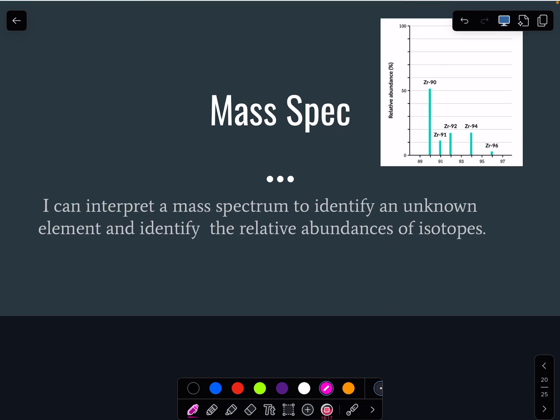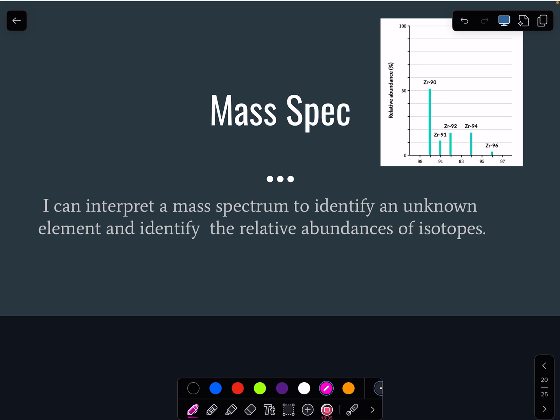Help yourself. All right, objective number 2 for today is we're going to learn about this thing called mass spectroscopy or mass spectrometry. And the goal is being able to identify unknown elements from them, okay?